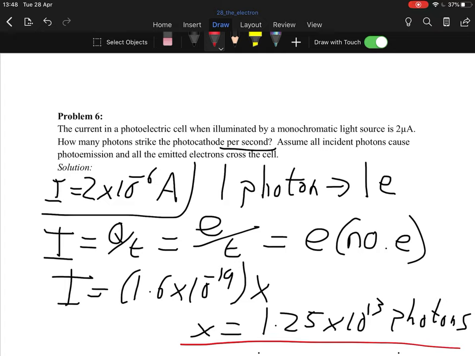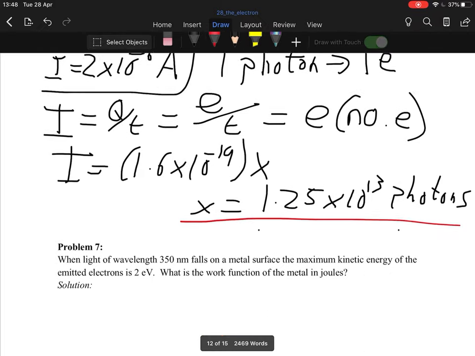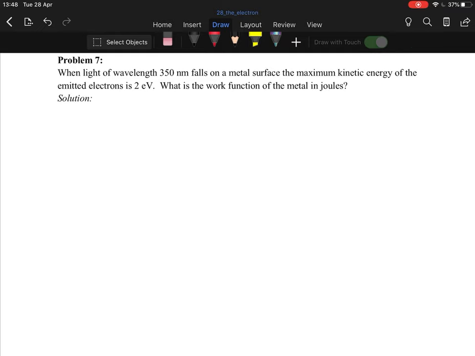Okay, so what happened there? One photon is one electron. Well, what is the current? Current is charge divided by time. We have the charge, it's the charge of each electron. Time is the number of each electron. Okay, what is the time? The time is given to us as a second, so therefore current is equal to 1.6 by 10 to the minus 19 times the number of electrons. Divide that across in the current, and there's your answer.